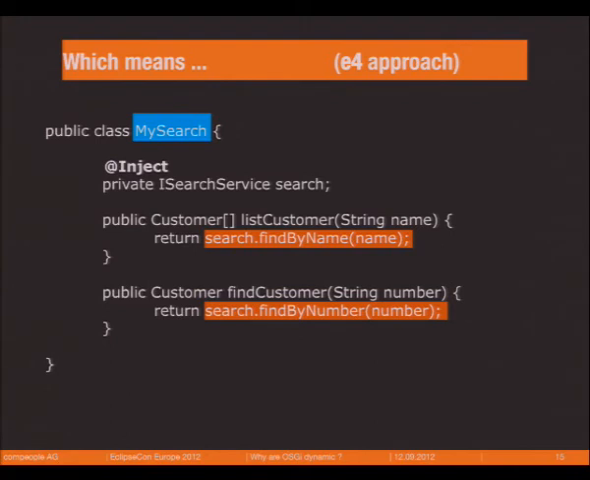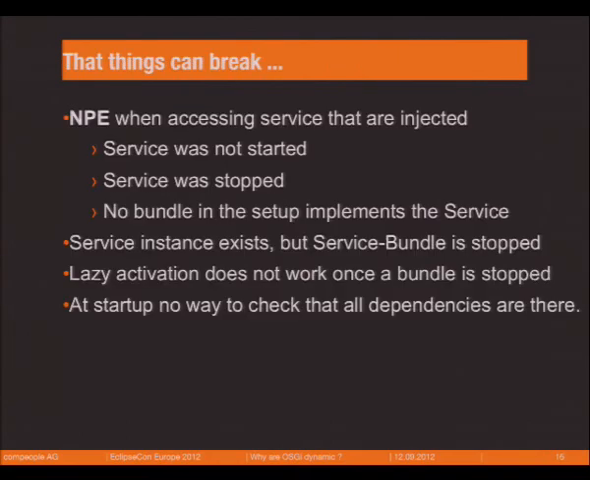I think the fact that bundles can go away, because it's there in the API that you can stop a bundle, adds complexity, and we tend to think we have to check that it's there or bad things happen. If the search instance is null in this place because it was uninjected because the service went away, you get a null pointer exception. If services get stopped, or if the service was not started because it's in a bundle you don't have a dependency to, you get weird errors at runtime.